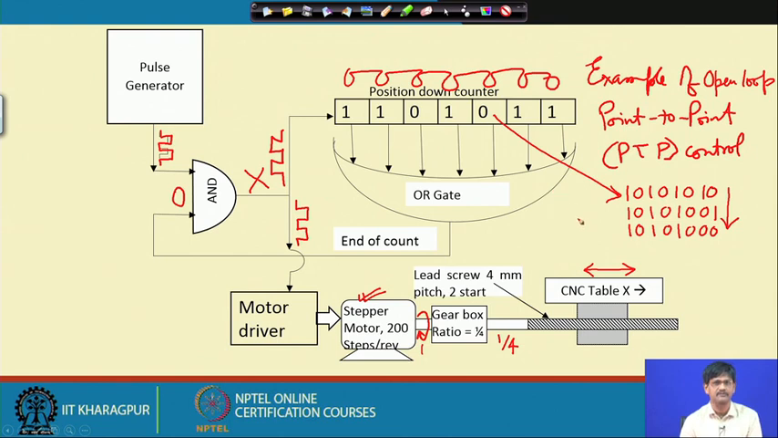We will definitely solve a numerical problem on this. So, let us try the next target. So, this is called point to point. There is no velocity control as such. Whatever is the pulse generator output frequency, CNC table accordingly moves with a constant frequency, a constant speed.